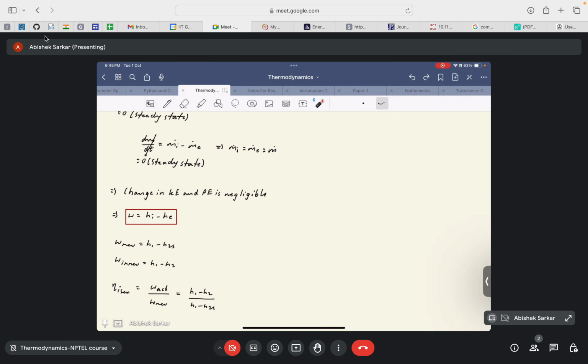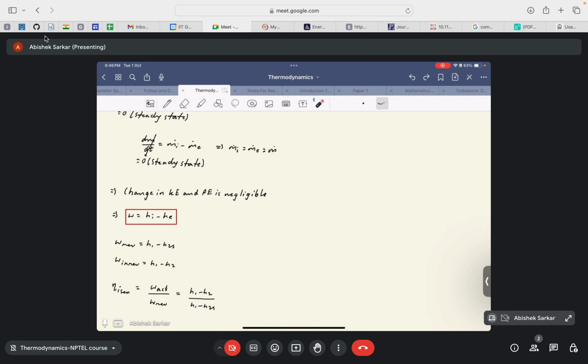So we will have that eta isentropic as W actual over W reversible, or (h1 minus h2) over (h1 minus h2s). And if you want to represent it in terms of temperature, you can also represent it as Cp into (T1 minus T2) over Cp into (T1 minus T2s). Why I have not used Cp into T? Because it's valid in the case of an ideal gas only, or any fluid in a constant pressure process. So that's why I am not using that.